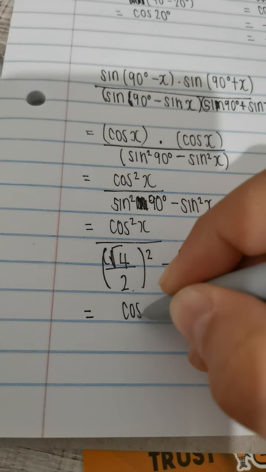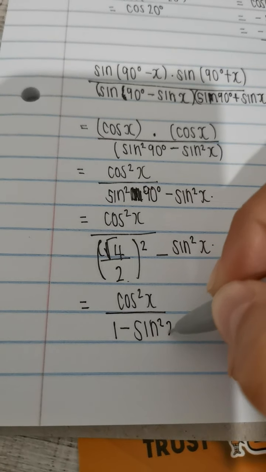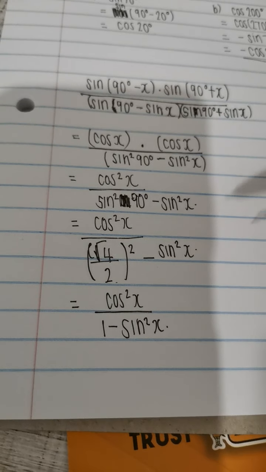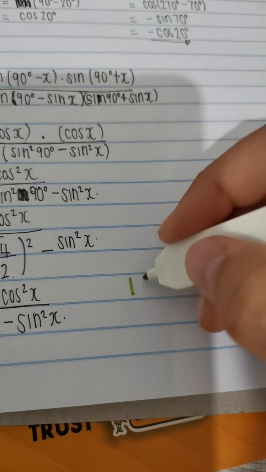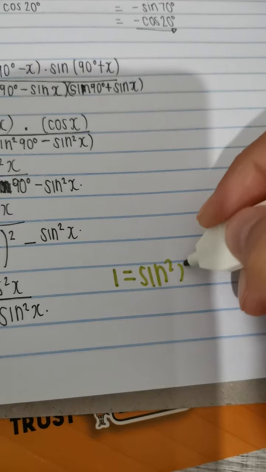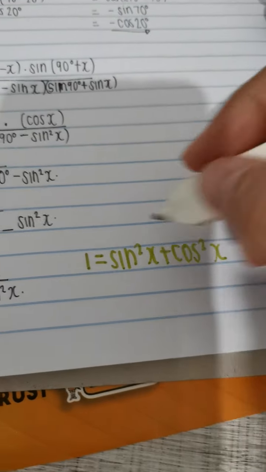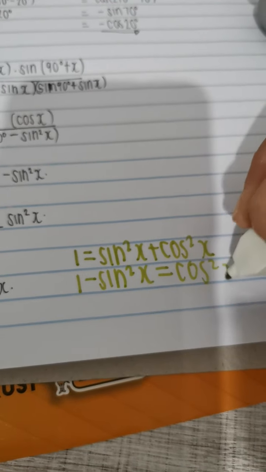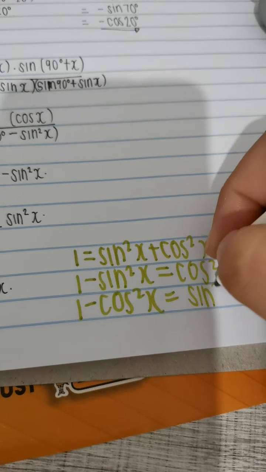So at the top I have cos squared x. In my denominator I have 1 minus sine squared x. This is important because this here touches on our identities. Now identities, let's write it down really quickly for you guys. We have an identity that says 1 is equal to sine squared x plus cos squared x. From here, if I wanted cos squared x as the subject, I could say 1 minus sine squared x equals cos squared x. And the same thing, if I wanted sine squared x as the subject, 1 minus cos squared x equals sine squared x.